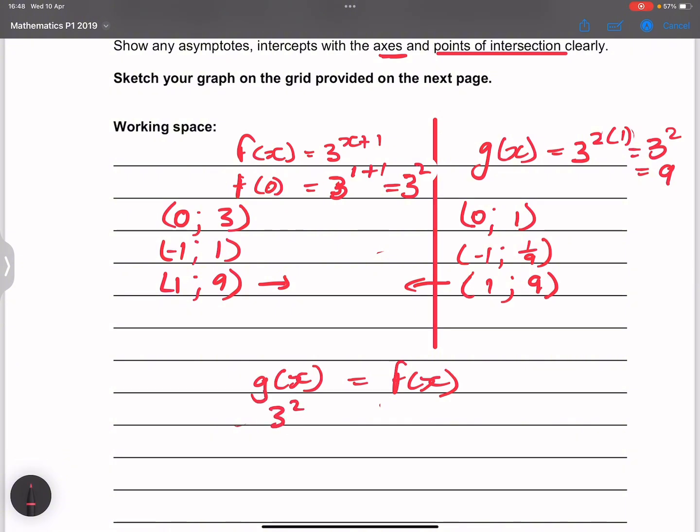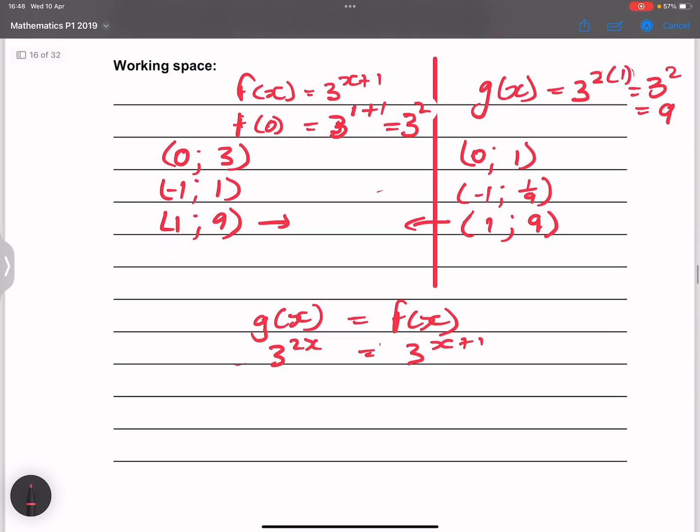So that's 3 to the 2x equals 3 to the x plus 1. And so the bases are the same, I can drop the bases and equate the exponents. So 2x is equal to x plus 1. If I take the x to the other side, 2x minus x will give me x, and x is therefore equal to 1. And please note, guys, we get that the point of intersection is there, and it does verify it over there.